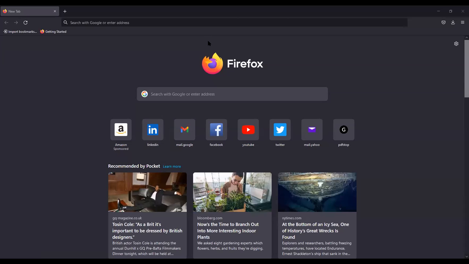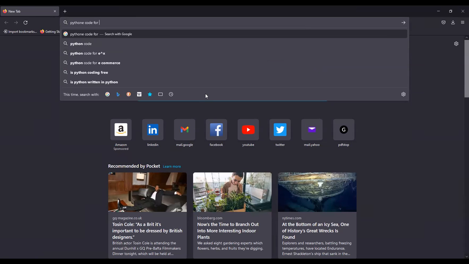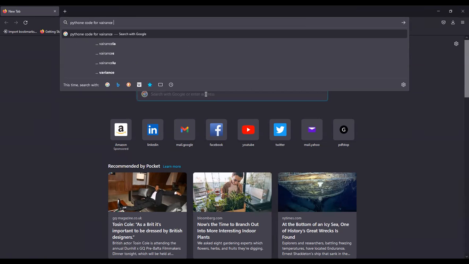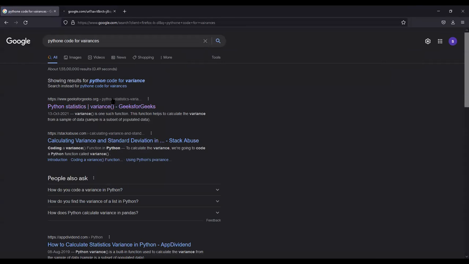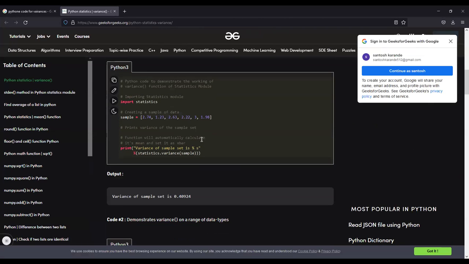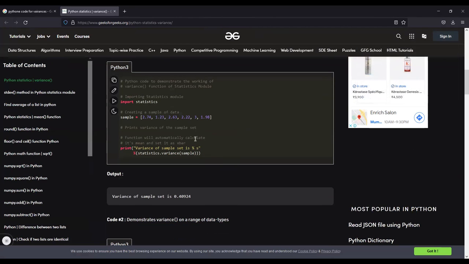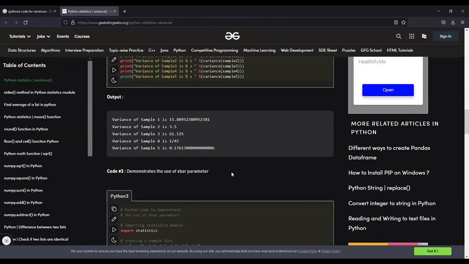I'll stop sharing, open these things and search. Okay, let me share this, my Firefox. I'll search for Python code for variance. And here, see, I have the Python statistics variance. So this is the code for variance. Could you see my screen, sir, madam? Yes. So here there are demonstrations of different data types and all those things as well.